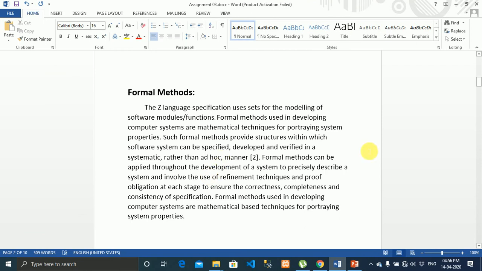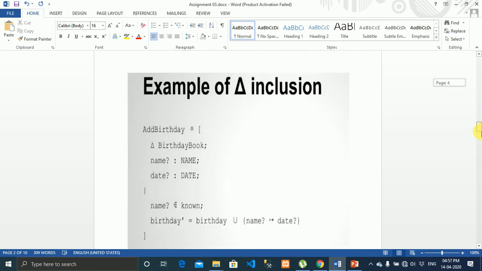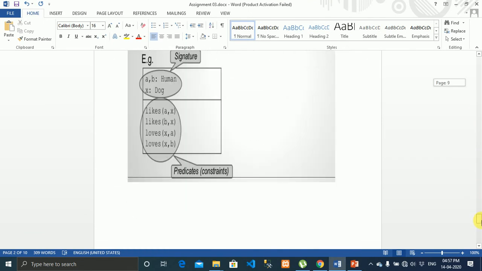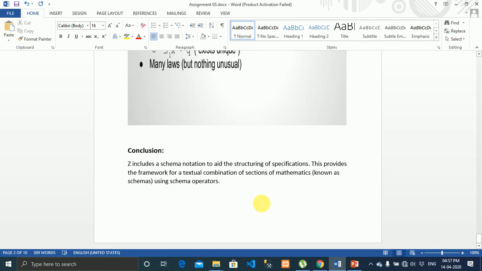So the conclusion is Z includes a schema notation to aid the structuring of specifications. This provides the framework for a textual combination of sections of mathematics known as schemas using schema operators. Thank you.